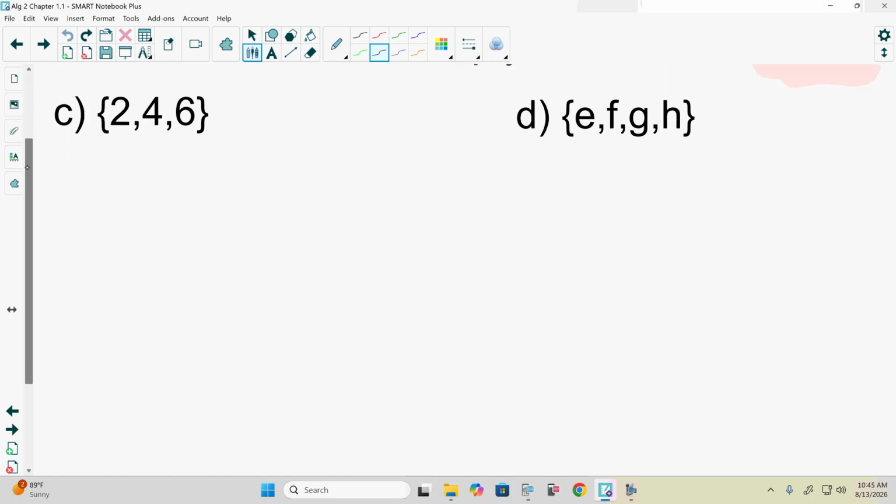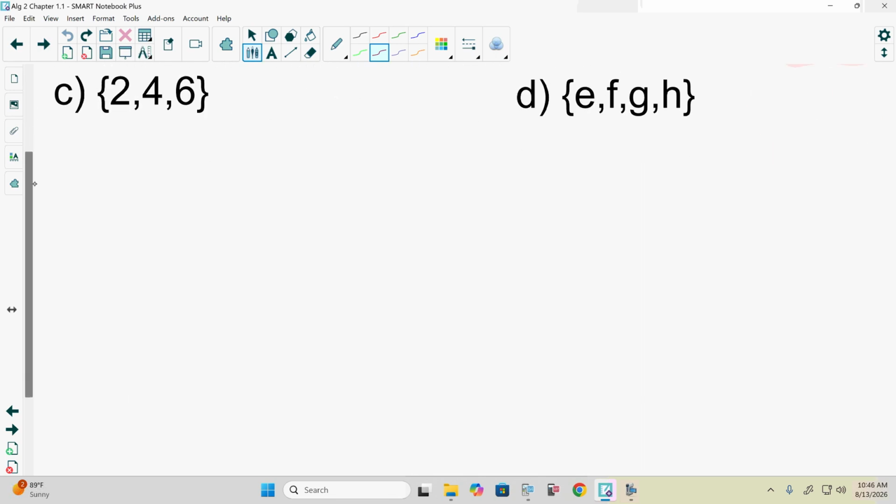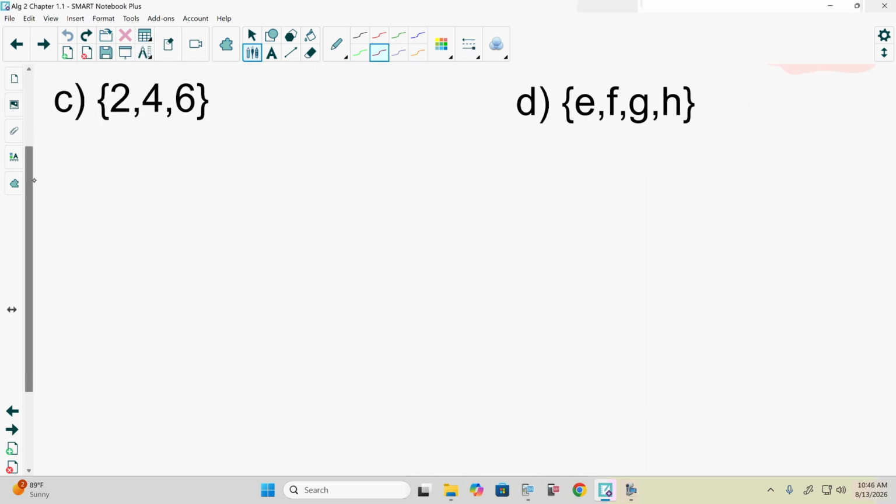Now, subsets. A subset is part of the whole. It has every part all the way up to everything in the whole set. So we did a few of these yesterday with A, B, 4, 5. We look at 2, 4, 6. I told you that there were 1, 2, 3, 4, 5, 6, 7 subsets for this one.